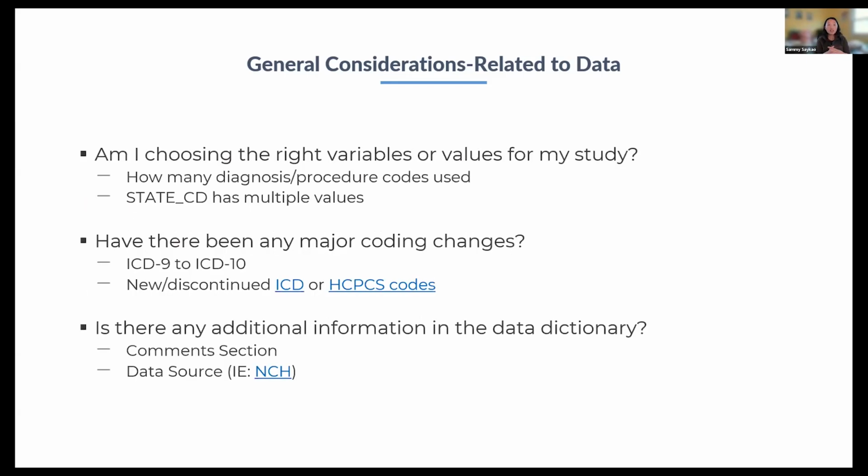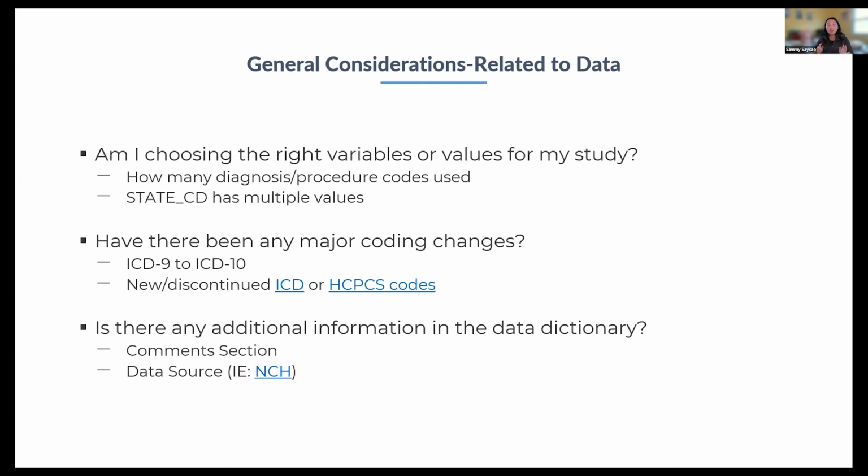And then another data slide here. Am I choosing the right variables or values for my study? Nate talked about this. How many diagnosis or procedure codes are you using? Some variables may not be as intuitive as you think. One that regularly had me stumped when I first started was the state code. You would think there is one code per state in state codes, but that's actually not the case.